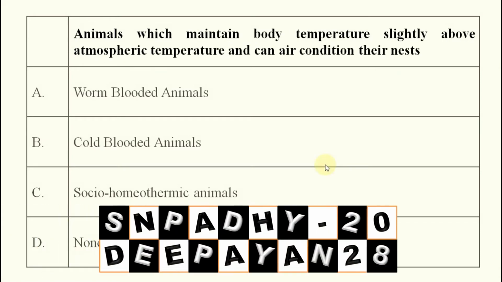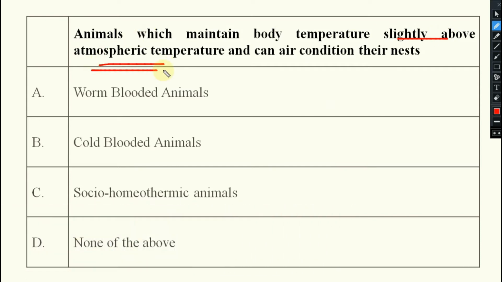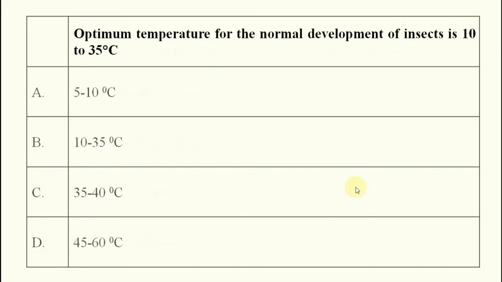Next, animals which maintain body temperature slightly above atmospheric temperature and can air condition their nest, that means colony, yes or no? This is known as socio-homeothermic animals. The example is honeybees. Here the synonyms are not there.